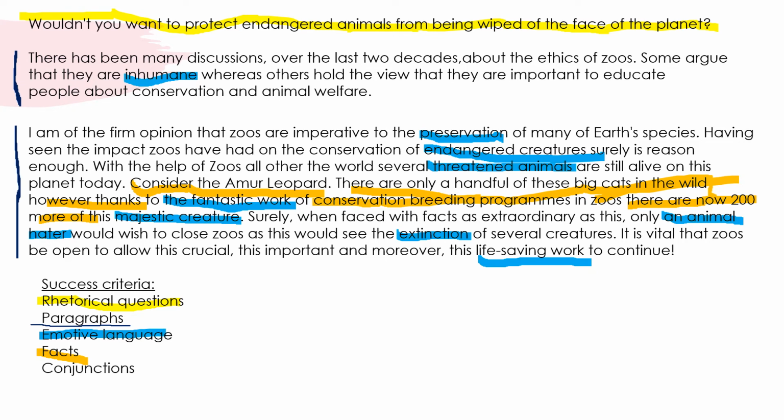And let's look for my conjunctions finally. Okay. So I've got this lovely conjunction whereas here. Now this one works so well because I'm showing two different sides, two different opinions. So I've got the for and the against. So it says some people argue that they are inhumane, whereas others hold the view that they are important. This is almost like saying on the other hand or however, showing contrasting opinions.